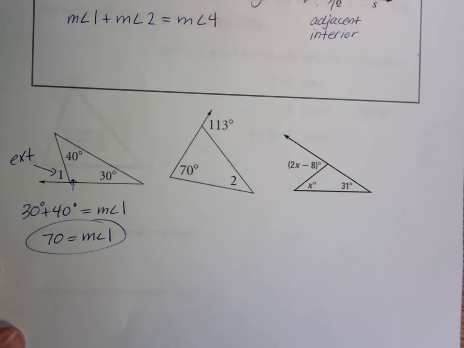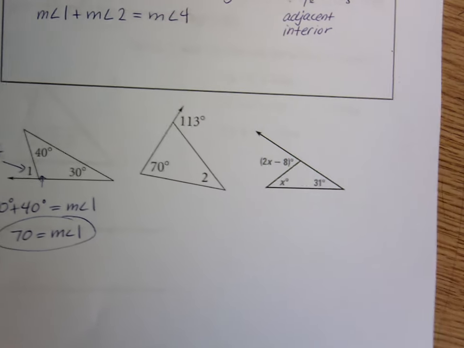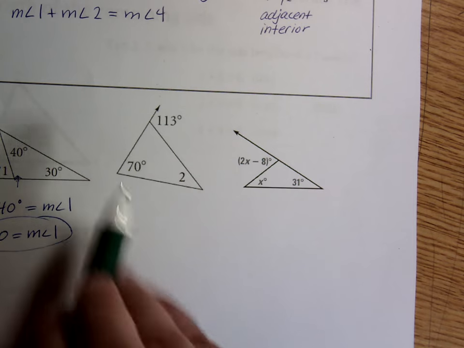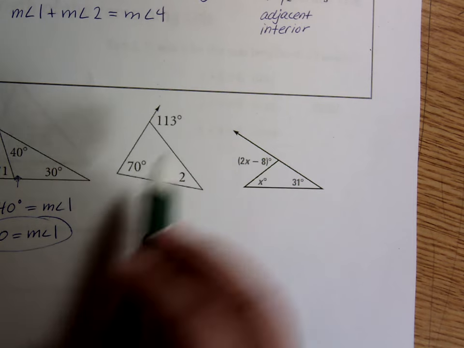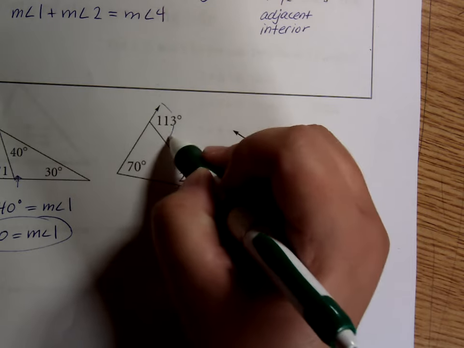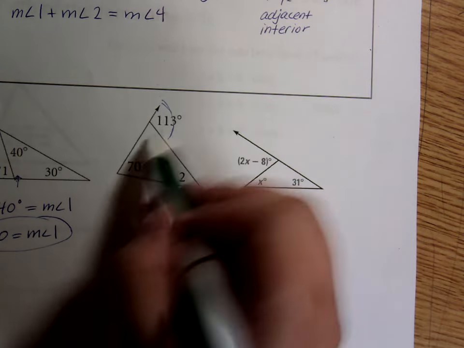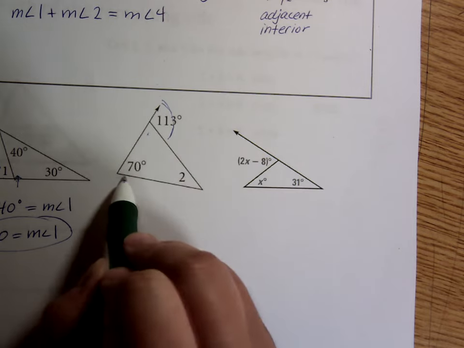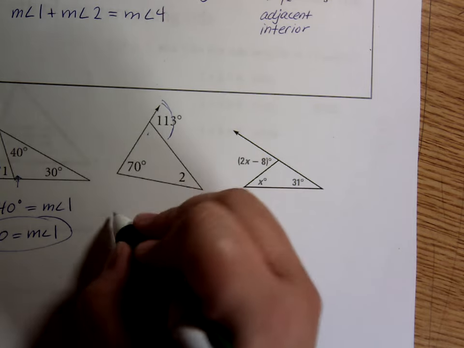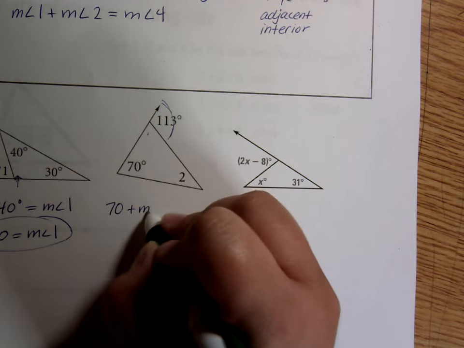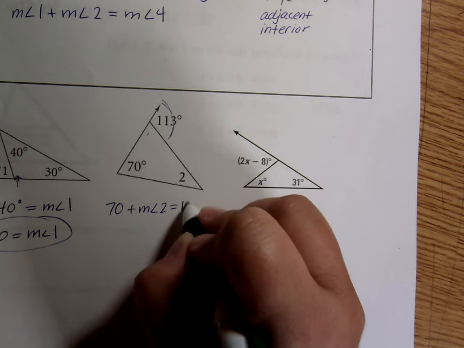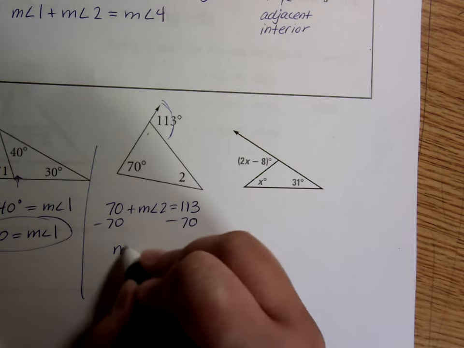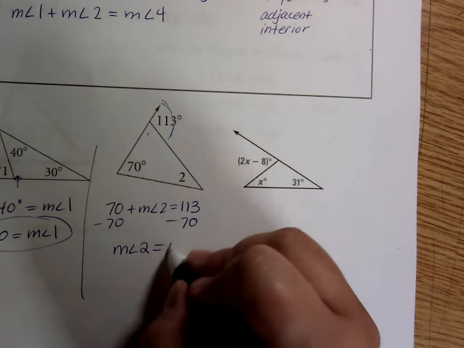Okay, looking at the next one, see if you could figure out which ones are the remote interiors, the ones that would add up to the exterior, and it's kind of obvious here because they're the ones given. So here's the exterior, this is my exterior angle out here, the 113. This is my adjacent interior. So these are my remote interiors, the two that add up to the 113. So 70 plus the measure of angle 2 equals 113. Subtract 70 from both sides. Measure of angle 2 equals 43.